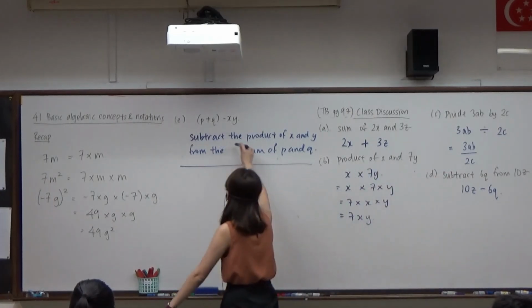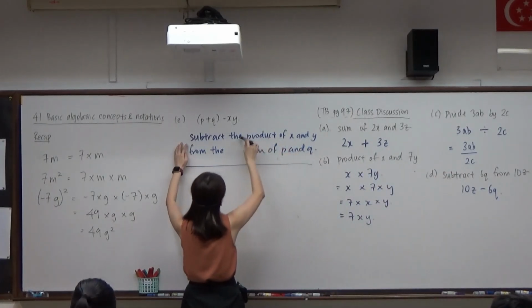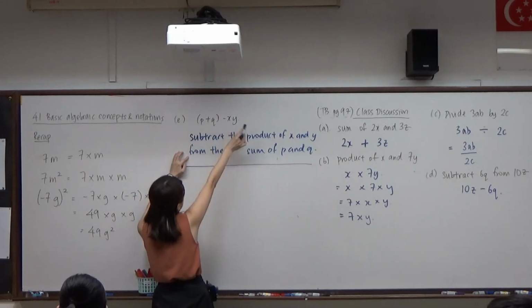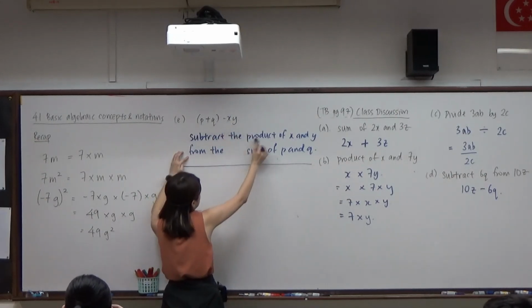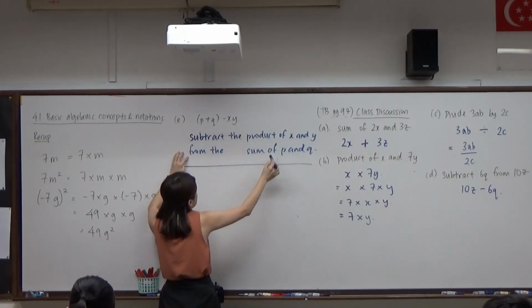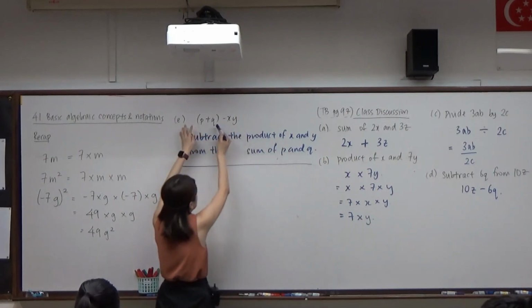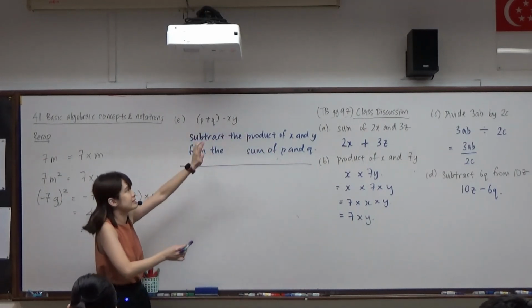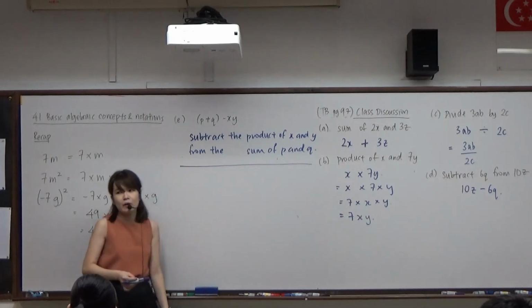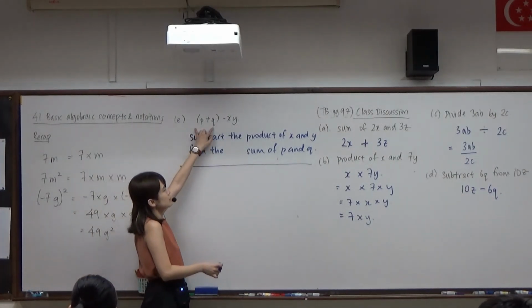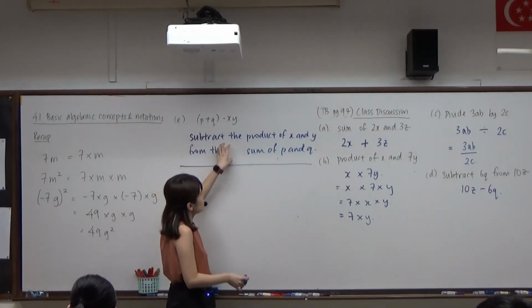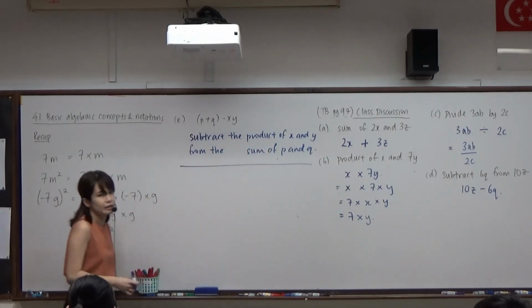It says subtract the product of x and y from the sum of p and q. So that means the product of x and y must come at the back, and p and q must come first. Very importantly, we must have brackets around this. Therefore you need to express it as the sum of p and q, in brackets, minus the product of x and y.